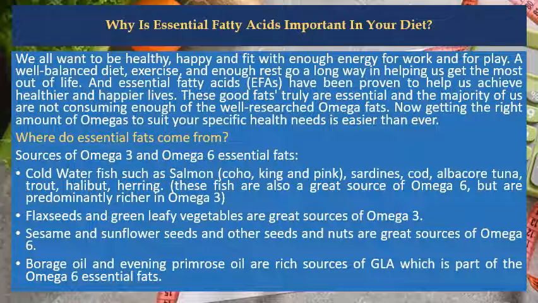Where do essential fats come from? Sources of omega-3 and omega-6 essential fats. Cold water fish such as salmon, coho, king and pink, sardines, cod, albacore tuna, trout, halibut, herring. These fish are also a great source of omega-6, but are predominantly richer in omega-3.